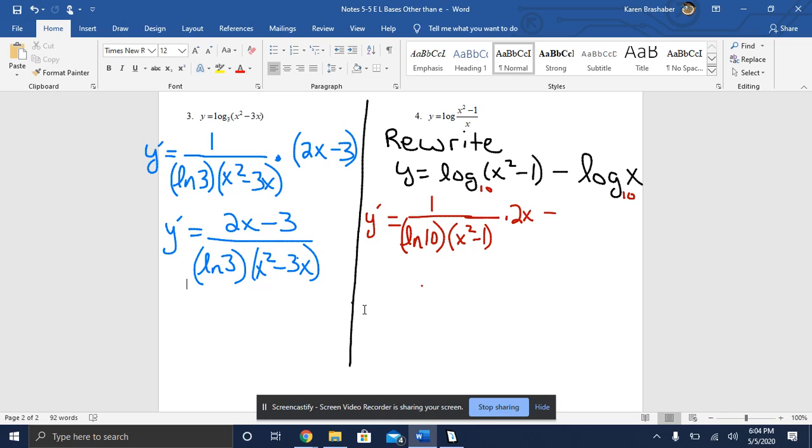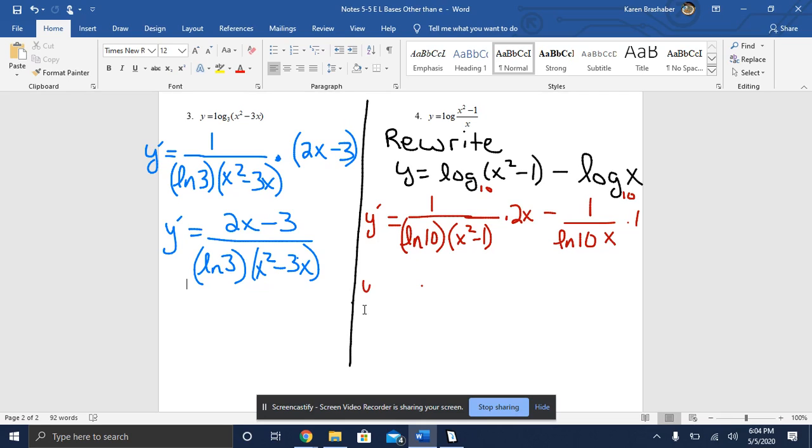Minus, now we'll do the log base 10 of x. So that would be 1 over the natural log of 10 times 1 over x. So we'll put the x in that denominator. And then just to be consistent, we'll multiply by the derivative of the x, which is a 1.